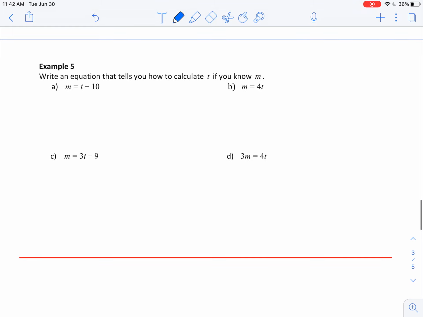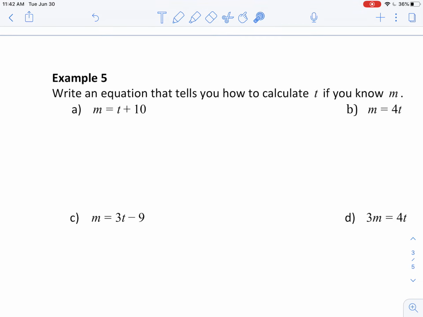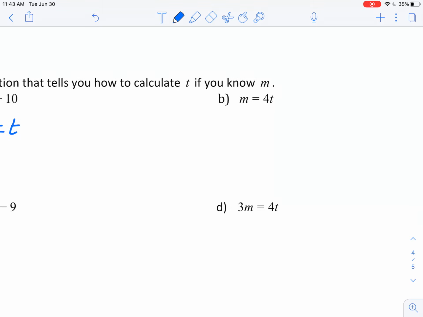Write an equation that tells you how to calculate t if you know m. So isolate t given the fact that we're going to know what the m value is, right? So I just need to rearrange this. Let's ask ourselves, what's happening to t? Well, 10 is being added to it. So I need to take 10 away. m minus 10 is equal to t. For b, I'm looking at 4 multiplying t, divide by 4. So m divided by 4 is going to be the value for t.